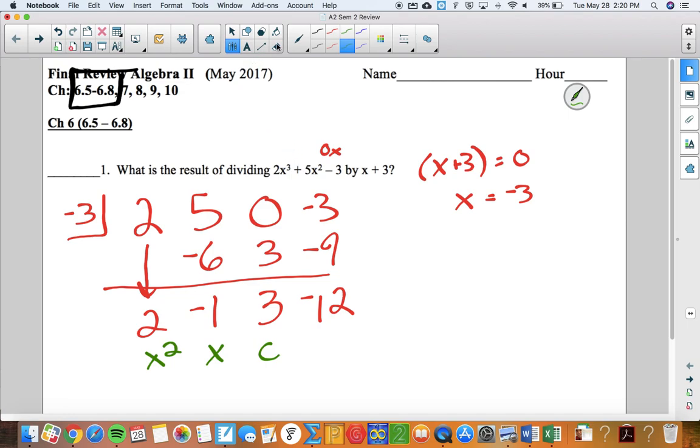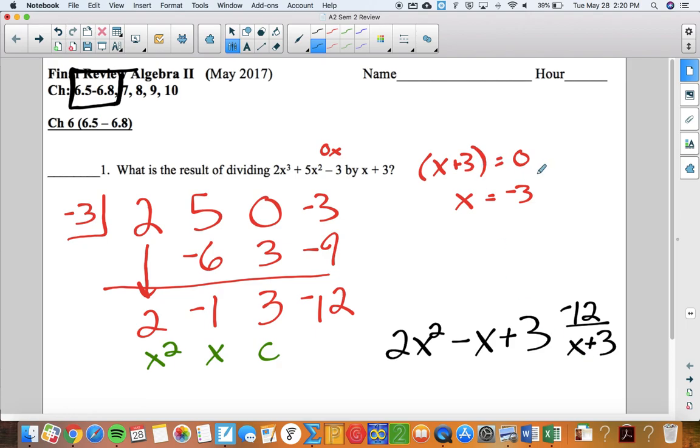term. So from that, we realize that the result of dividing by x plus 3 is 2x squared negative 1x, or negative x, plus 3. I got that from these terms. And then the remainder is negative 12, which we write as negative 12 over what we were dividing by, or the polynomial, which is x plus 3.